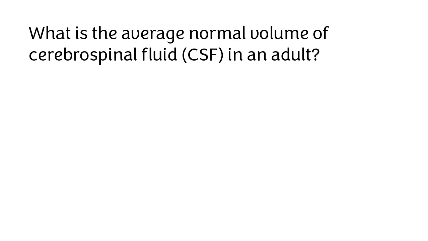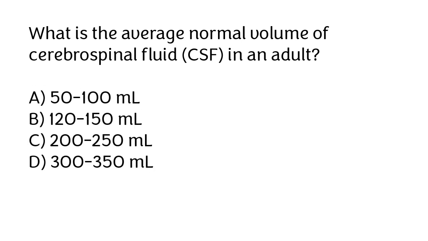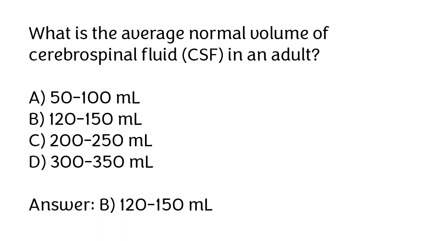What is the average normal volume of cerebrospinal fluid in an adult? 50 to 100 ml, 120 to 150 ml, 200 to 250 ml, 300 to 350 ml. The correct answer is option B, 120 to 150 ml.